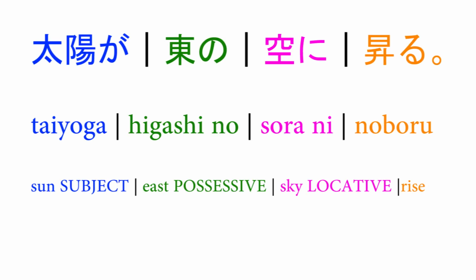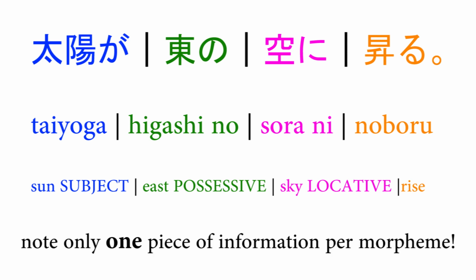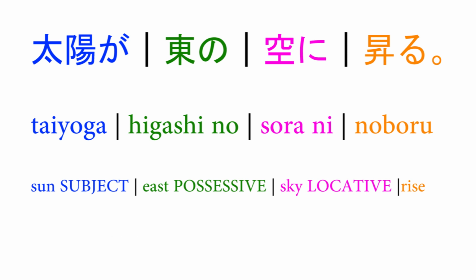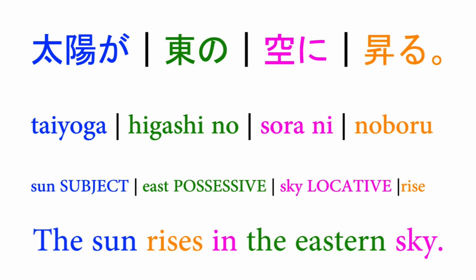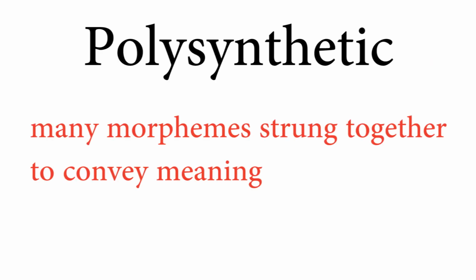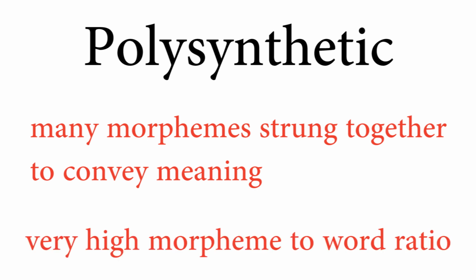Note the capitalized words. They are the grammatical information given by each morpheme. Those morphemes are brought together to form one sentence, which has the meaning, "The sun rises in the eastern sky." Finally, polysynthetic languages consist of words that have many morphemes strung together to convey meaning. They have a very high morpheme-to-word ratio.